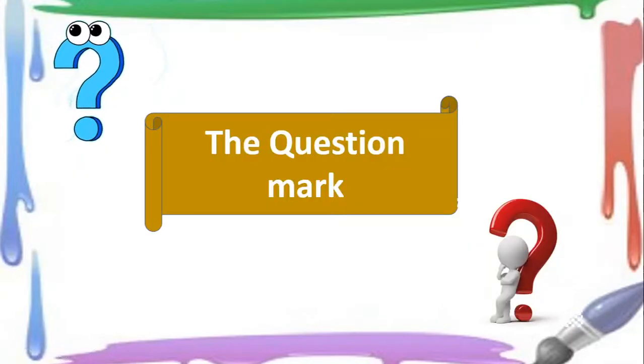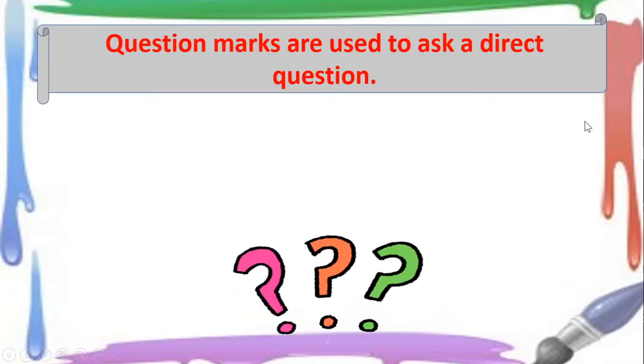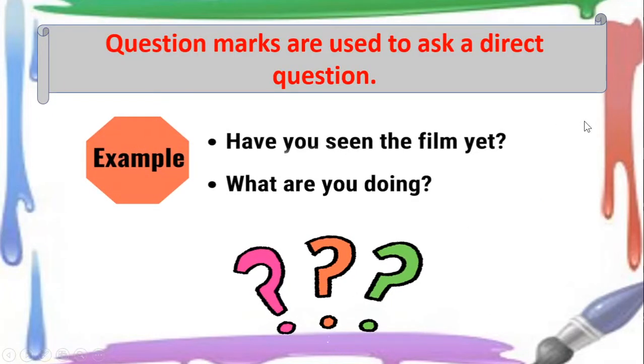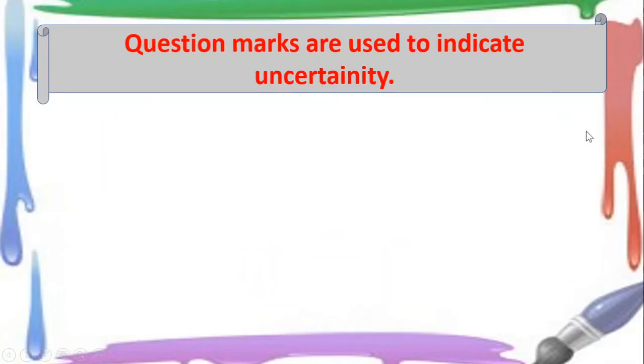Let's go to our third punctuation mark for today, and that is the question mark. So let's see what a question mark is. Question marks are used to ask a direct question. For example, "Have you seen the film yet?" So you're asking someone whether they have seen the film. "What are you doing?" Again, that is a question. So you're using a question mark.